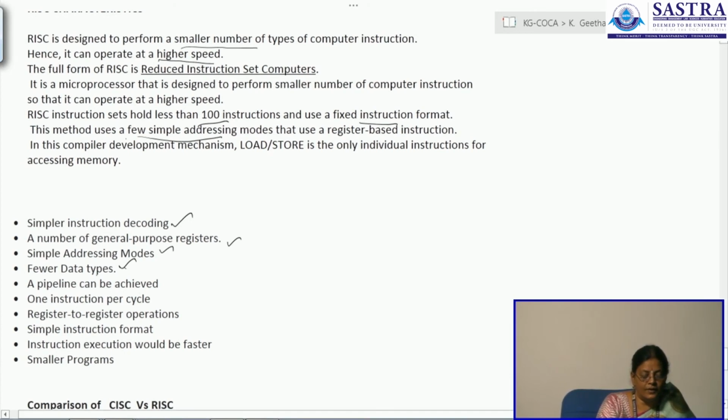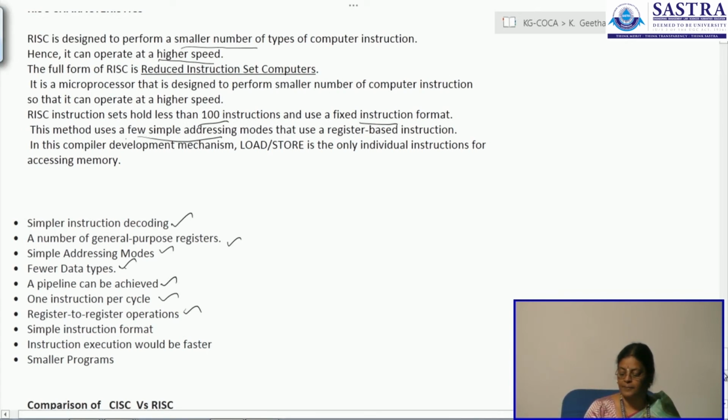It will support only fewer data types, and it is very much suitable for pipelining, and it will consume only one instruction per cycle. So it can always involve register to memory or register to register operation, the instruction format is simple, and execution time will also be faster, and it will end up as a small program to solve the same problem with similar logic.